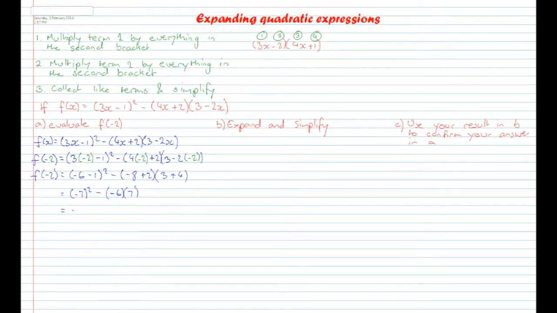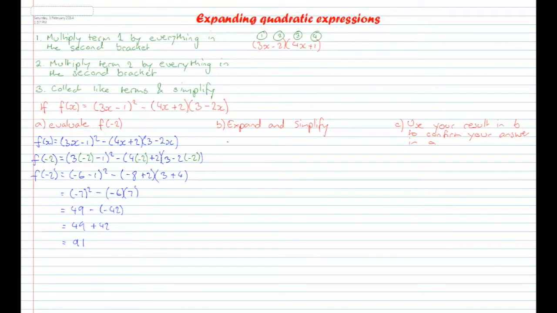Let's simplify that again. Negative 7 squared gets us 49 because negative 7 times negative 7 is positive 49. And negative 7 times 6 is negative 42. So you get negative 42 in these brackets and the minus in between. Once again you get 49 minus negative 42. That's going to turn out to be plus 42, which will get us an answer of 91.